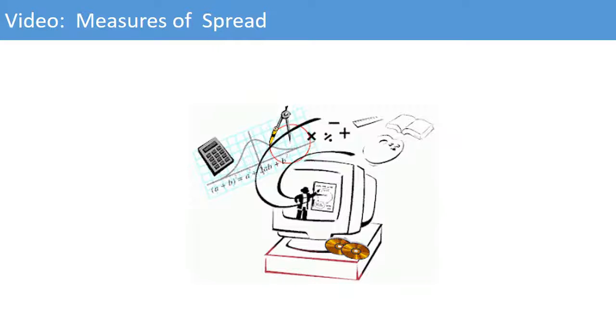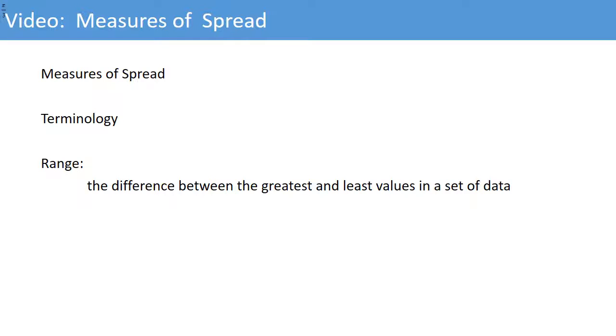Measures of spread. Let's review some terminology. The difference between the greatest and the least values in a set of data is called the range.